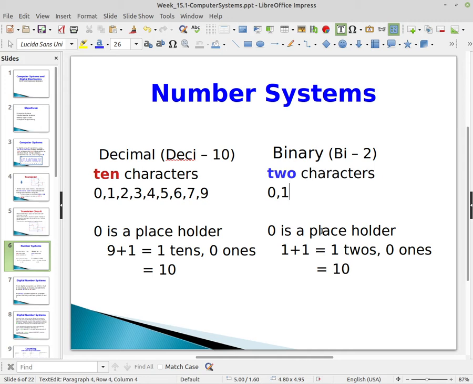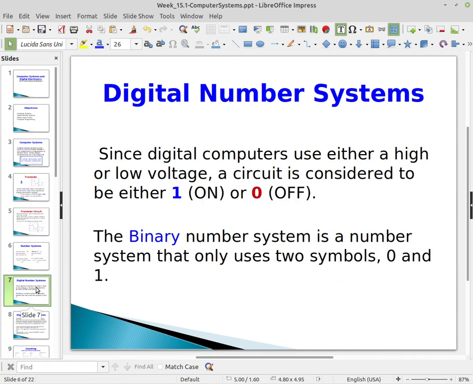So if we wanted to count and we were at 1 and we wanted to add 1 to it, what we have to do is use our placeholder in the 1's, and now we move to the next column. But in this case, the next column is going to be the 2's column instead of the 10's column. And so 1, 0 in binary is actually the number 2. Okay?